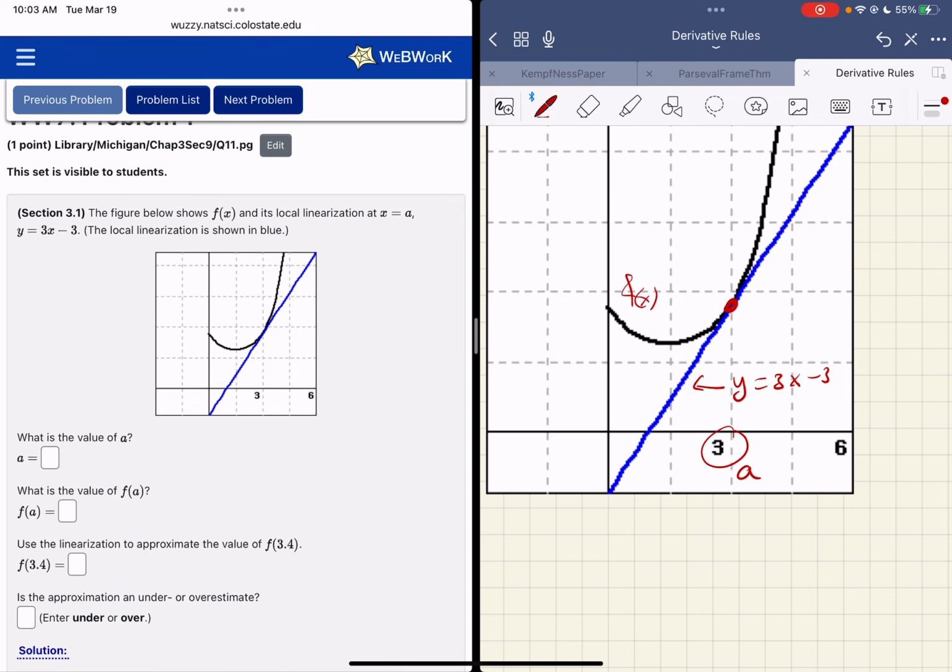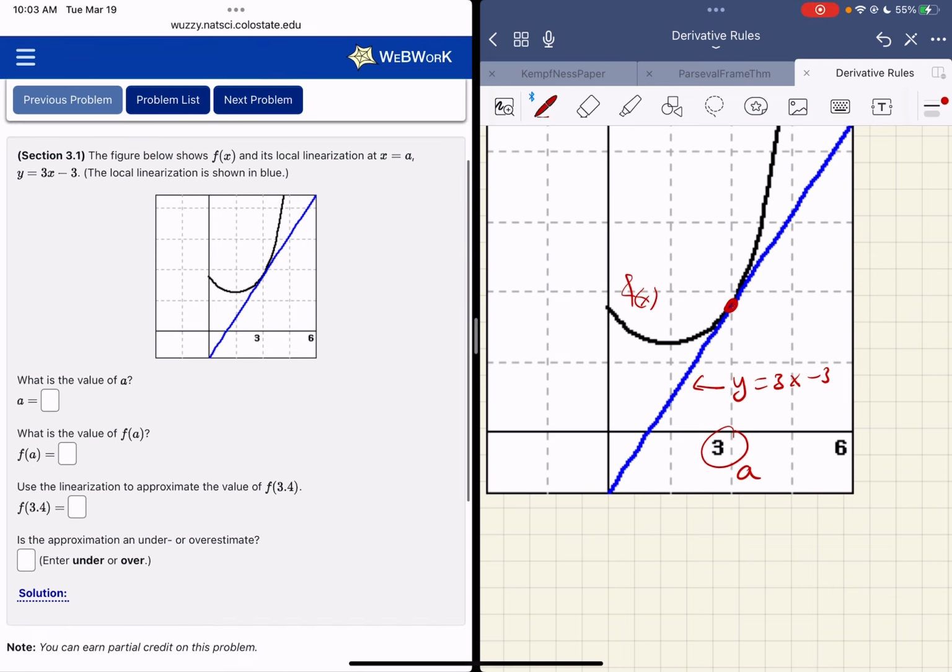Anyway, f of a is the y value, and the important thing is that f of a is the same as the linear approximation at a. So we know what y of a is. If I plug in 3, I have 3 times 3 is 9, minus 3, I get 6. Okay, so that's going to be my second blank.